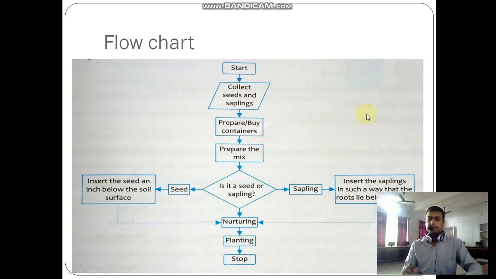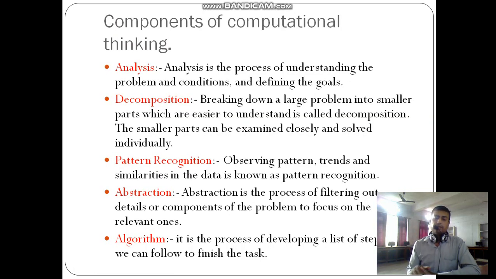Now, in algorithm design, one more thing I would like to explain, that the previous problem which we have discussed, the problem which that class 6 student was facing to plant a number of trees. In that situation, the step by step process he has followed, that is the algorithm design. The first process, he has collected the seeds and saplings. This is the first process for planting any trees.